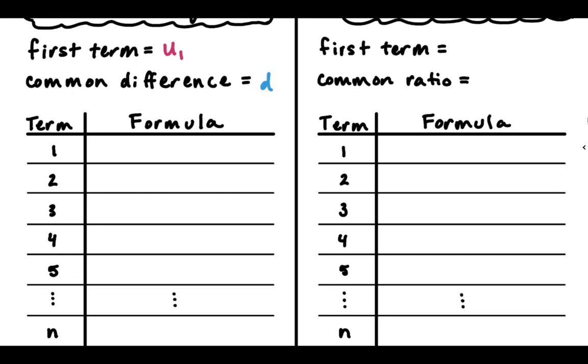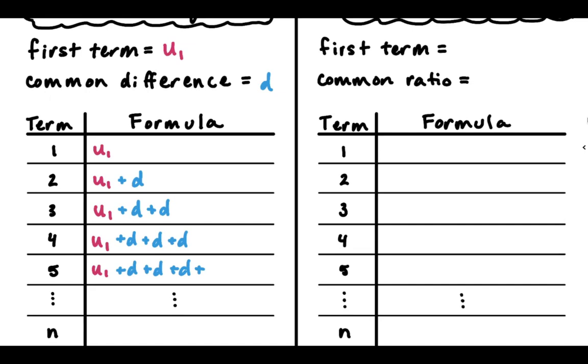We know that the first term is u sub 1. Then to get the next term, we're going to take that first term and add the common difference to it. So if the first term is u sub 1, the second term will be u sub 1 plus d. To get the third term, we're going to add the common difference again. So we get u sub 1 plus d plus d. To get the fourth term, we add it again, u sub 1 plus d plus d plus d. And the fifth term, we add it again, u sub 1 plus d plus d plus d plus d.